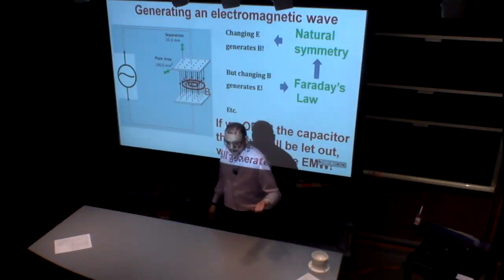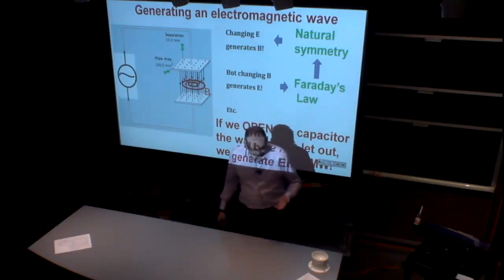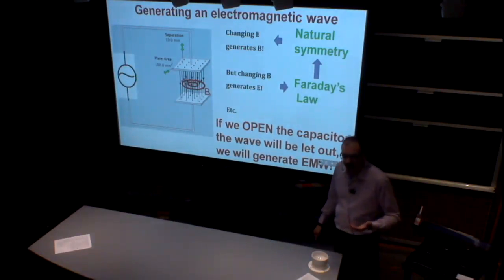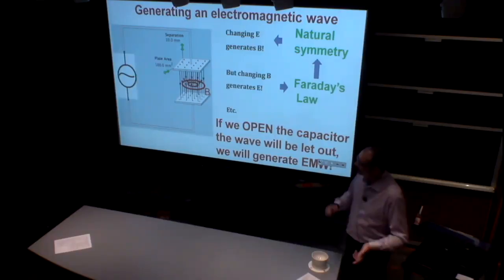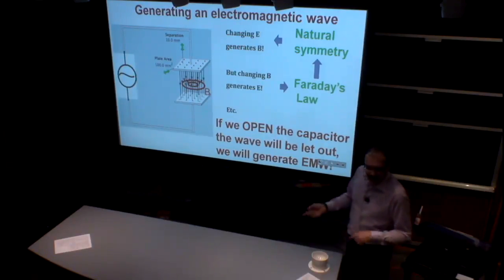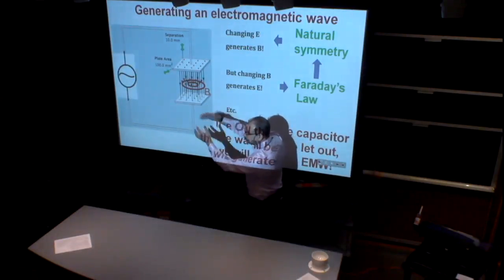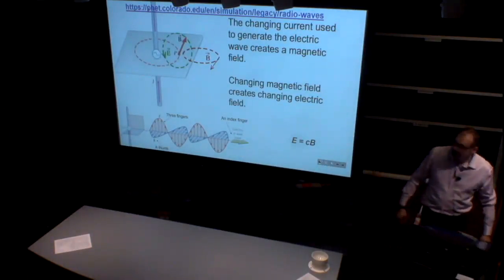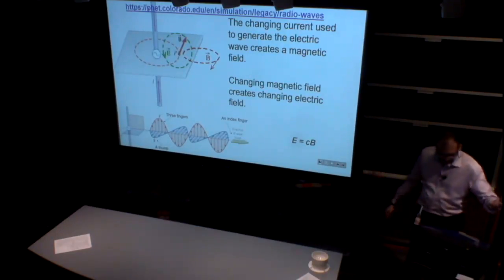We know from the Faraday's law, changing magnetic field generates electric field. But Maxwell saw the symmetry in the nature, and he proposed that changing electric field should also generate magnetic field. So changing electric field generates magnetic field, changing magnetic field generates electric field, and we can continue on and on and on. And electromagnetic wave travels away. All we have to do is just take this capacitor and open it. And that's what we call an antenna. That's it. We just have to generate a relatively strong electric current, and electromagnetic wave begins traveling away from it.